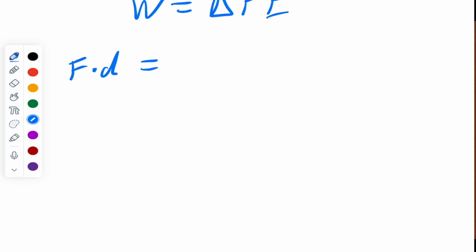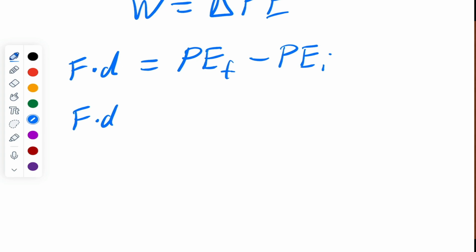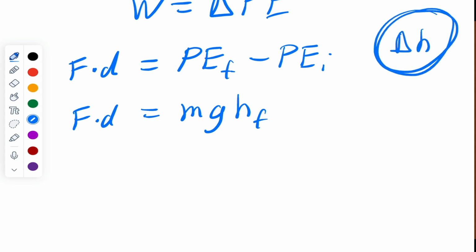Okay, so if work also equals a change in potential energy, we'll go a little faster this time. That means our force times our distance is equal to the potential energy final minus the potential energy initial, which means our force times our distance is equal to the mass times acceleration due to gravity times the height final, because we're going to change height here, is going to be our change, minus mass times gravity times height initial.